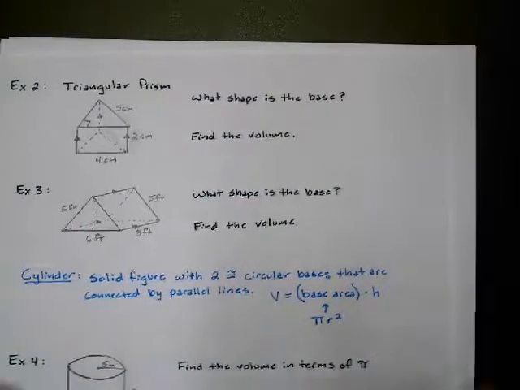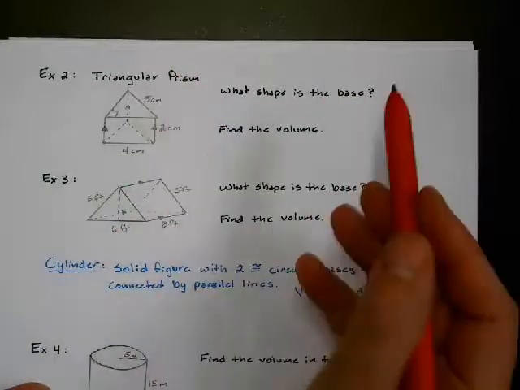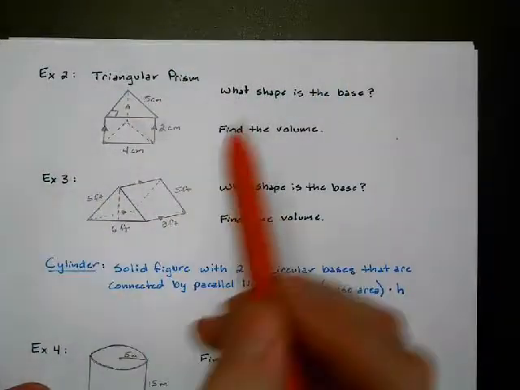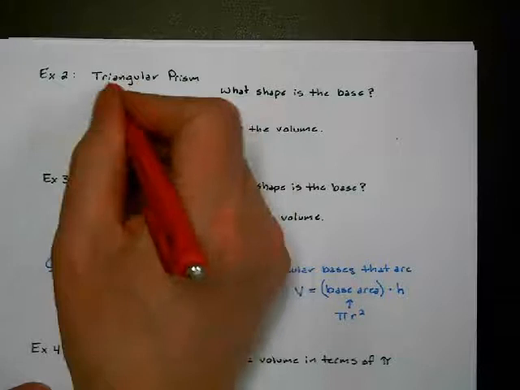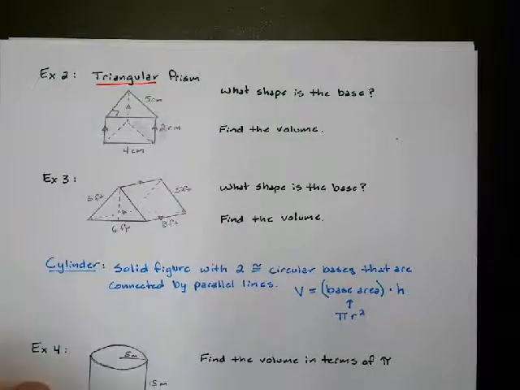Triangular prisms. These ones do make a difference. So this is called a triangular prism because the base is a triangle. This first word tells us the shape of our base. So what shape is the base? It's a triangle.